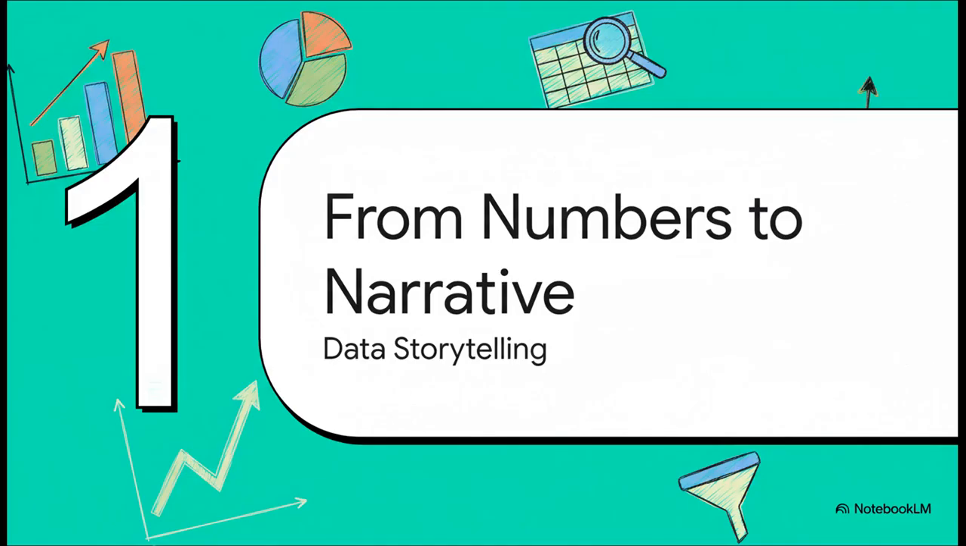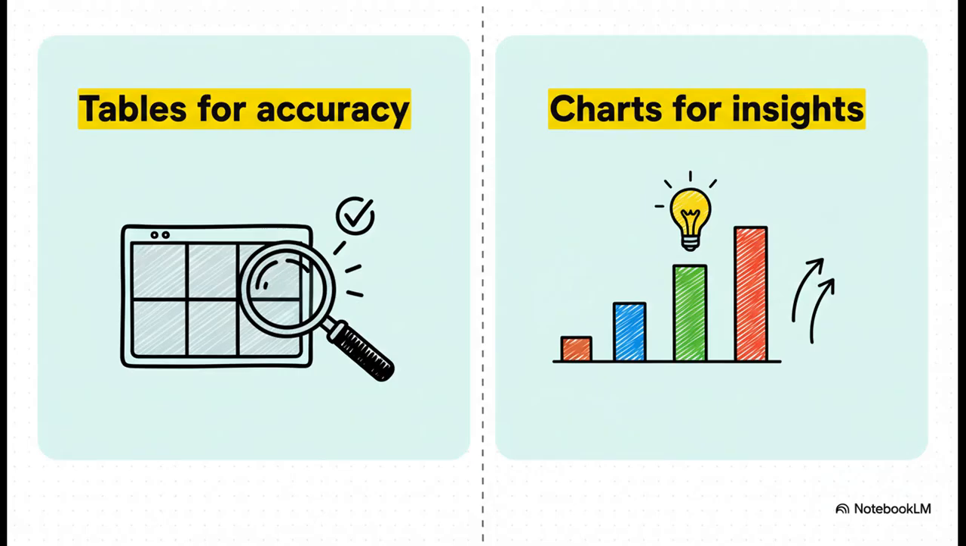This brings us right to our first big idea, how we actually go from just having a bunch of numbers on a page to telling a real, compelling story with our data. So here's the crucial thing to understand. It's all about knowing when to use which tool. A table is your best friend when you need accuracy and detail. The exact number, the precise fact. But a chart is for finding patterns and insights. It's for showing comparisons, spotting trends, and making your point in a way that people just get instantly.